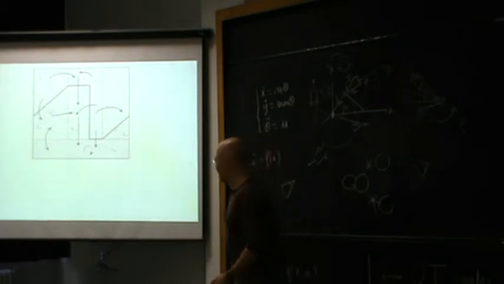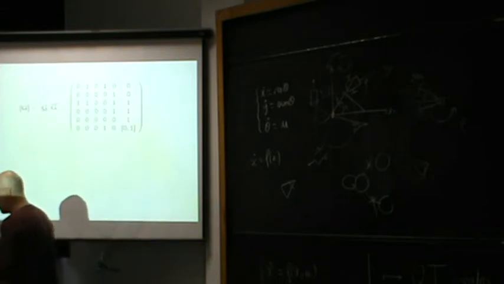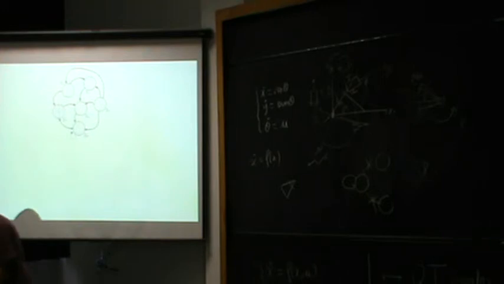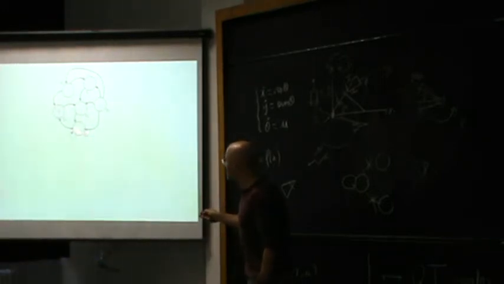Okay, so now what I have is this, a graph. X6 is here, X4 is here, it's only one set. I have a graph.